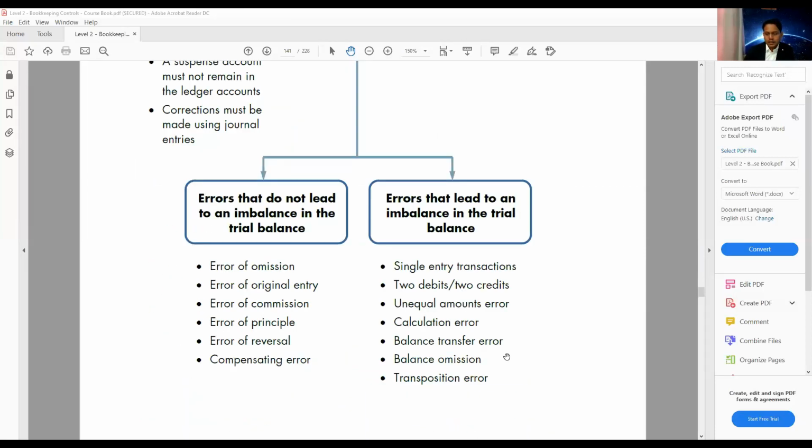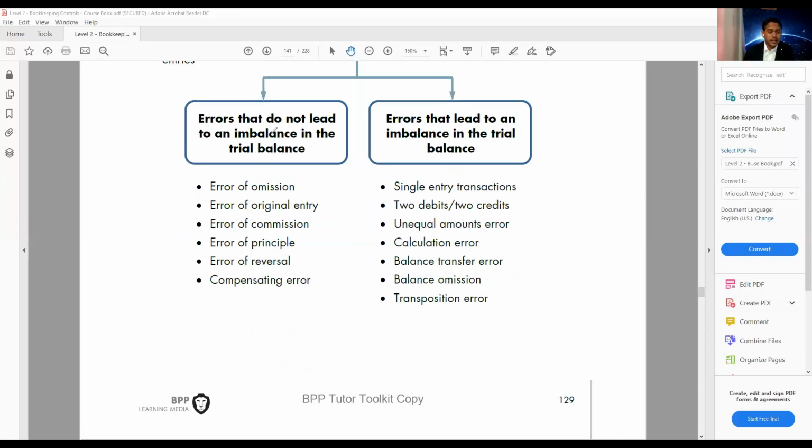These two sides. So we already discussed that. Errors that do not lead to an imbalance in the trial balance. That means the trial balance will still be balanced. Still balanced. So the trial balance will still match.